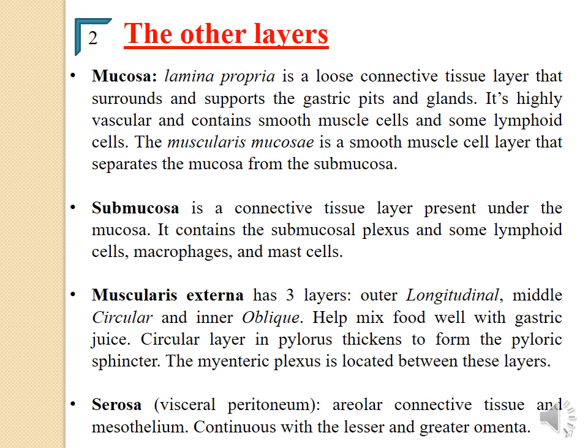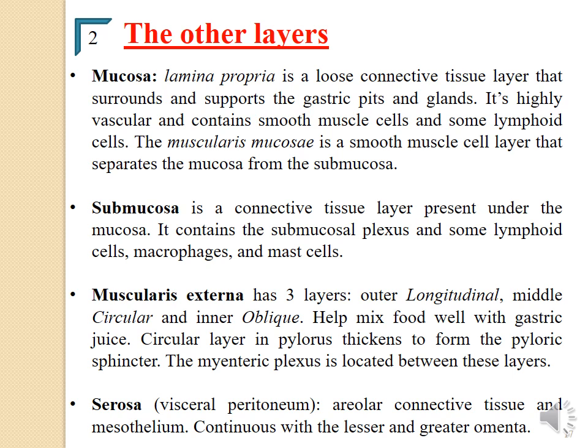So far, we talked only about the epithelium of the stomach, and now we continue with the rest of the layers. The mucosa of the stomach, as we have said, is formed of epithelium, connective tissue, lamina propria, and muscularis mucosae. The lamina propria is a loose connective tissue layer. This surrounds and supports the gastric pits and glands. It is highly vascular. This is the usual. Any connective tissue under the epithelium is highly vascular. And it also contains some smooth muscle cells and some lymphoid cells.